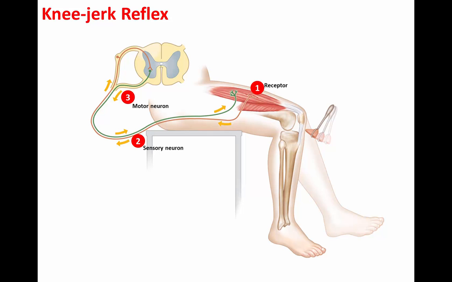An impulse is then triggered along the axon of the motor neuron and travels back into the peripheral nervous system. The motor neuron synapses with the effector, which is a skeletal muscle. The quadriceps femoris is the effector, and it will contract and cause the leg to extend, a knee jerk.